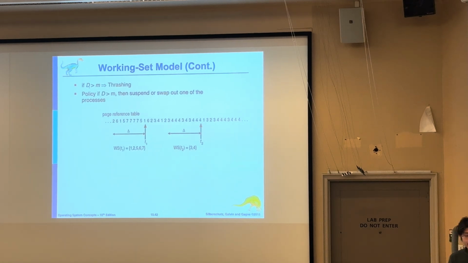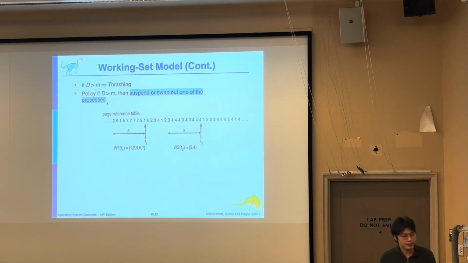If D, this demanded memory, is larger than the total amount of physical memory you have, then it will cause thrashing. So what you want to do, as we mentioned before, is this: if you find that the total working set of demanded pages is larger than the physical memory, then you start suspending or swapping out processes.